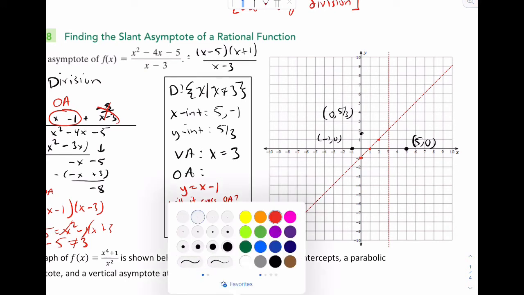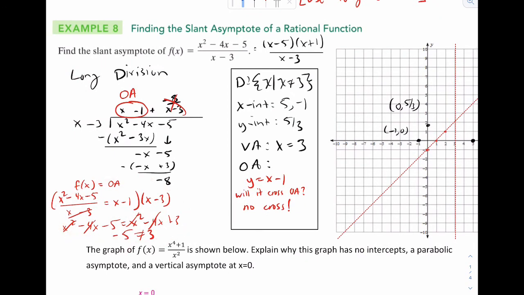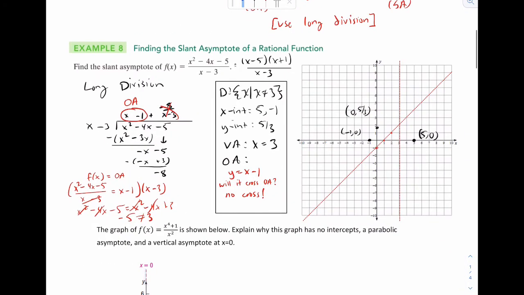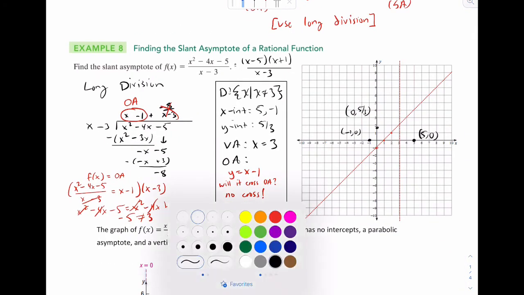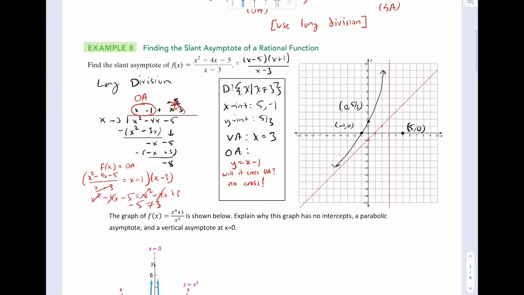And let's graph. And what's really cool is we know it can't cross the oblique because we proved it right here. You can never cross your vertical, which means we have the general shape. This should connect and approach your asymptote. This will go up and approach your asymptote. And again, on the other side, that'll approach, and this will also approach. And that's our complete graph.